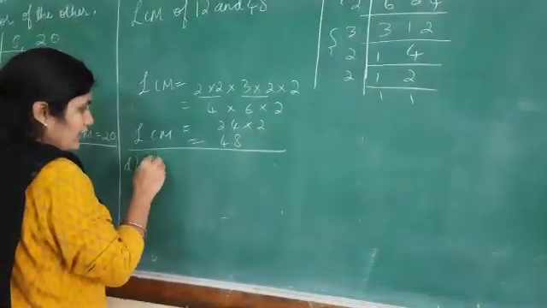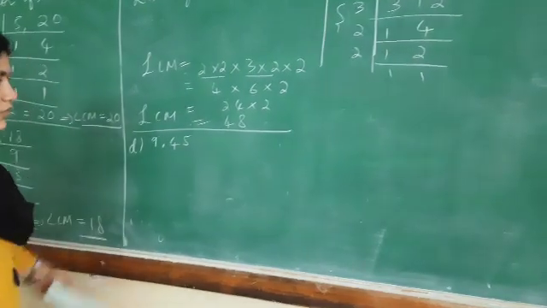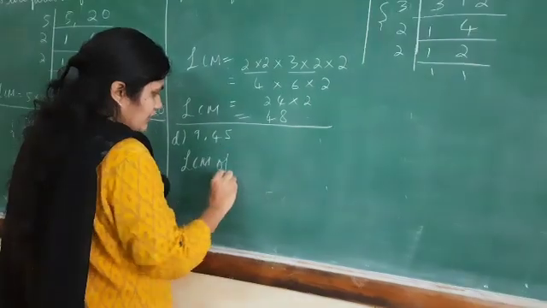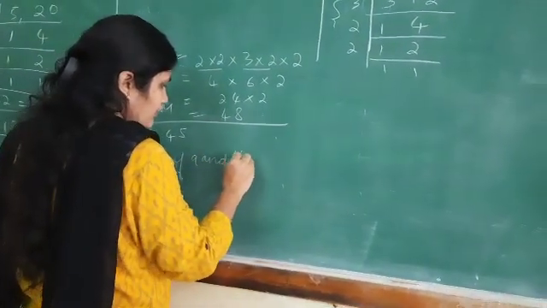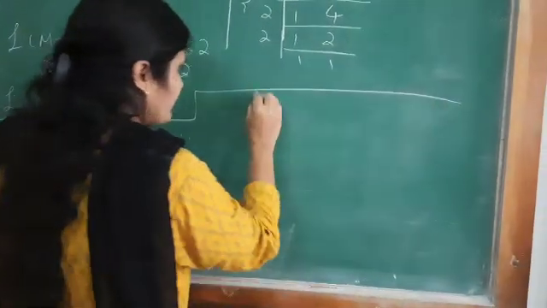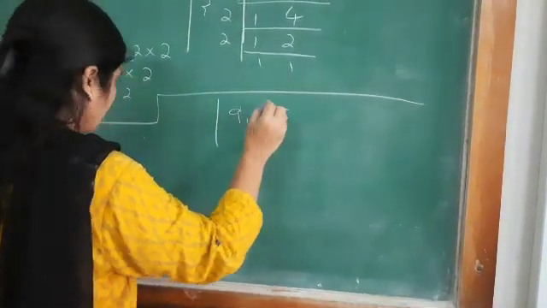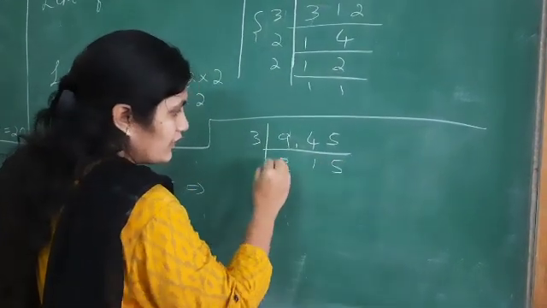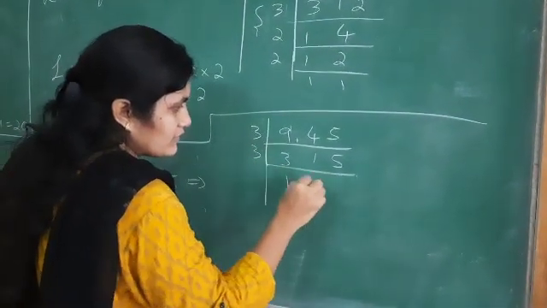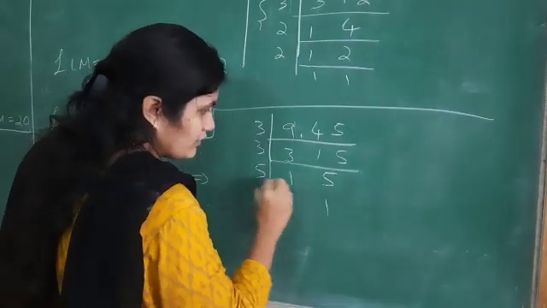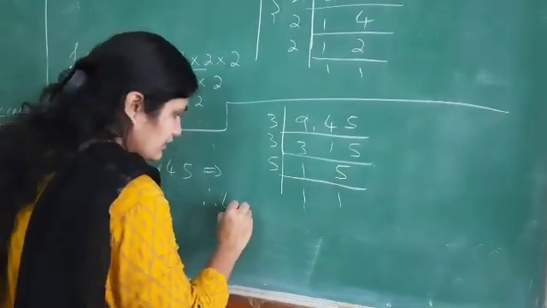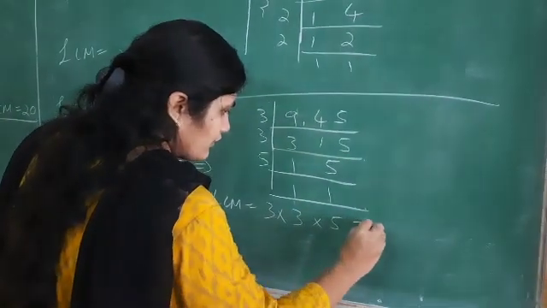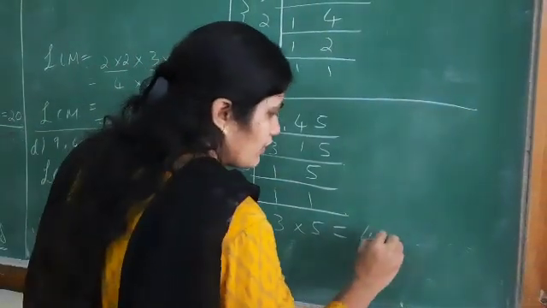Now D1, 9 and 45. Here also 9 is factor of 45. Let me see LCM of 9 and 45. 3 3s are 3, 3 15s are, 3 1s are 5s are, 5 1s are 1s. Therefore, LCM is equal to 3 into 3 into 5, that is 3 3s are 9, 9 5s are 45.